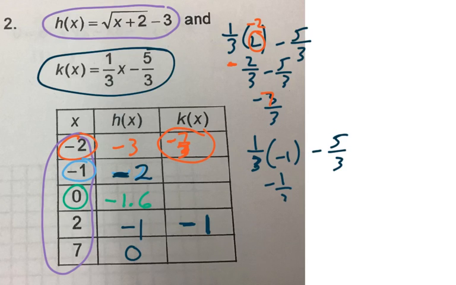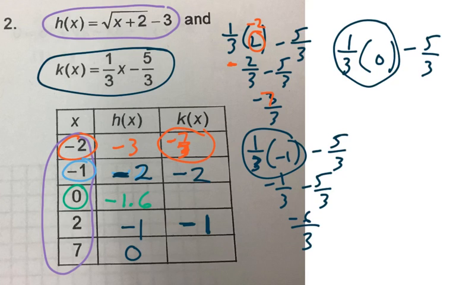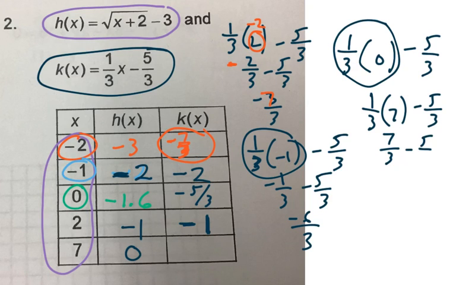But I'm going to have -1/3 right here, -5/3, -6/3. Again, all this you can do on your calculator, right? Which simplifies to -2. Let's plug in the 0. 1/3 of 0 minus 5/3. Of course, that's just 0. So we'll have -5/3. Finally, we'll plug in the 7. 1/3 of +7, right? 7/3 minus 5/3 is 2/3.